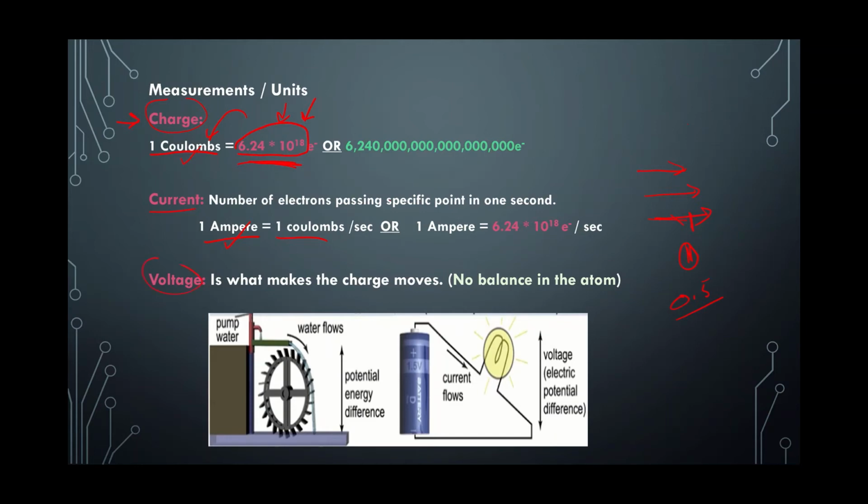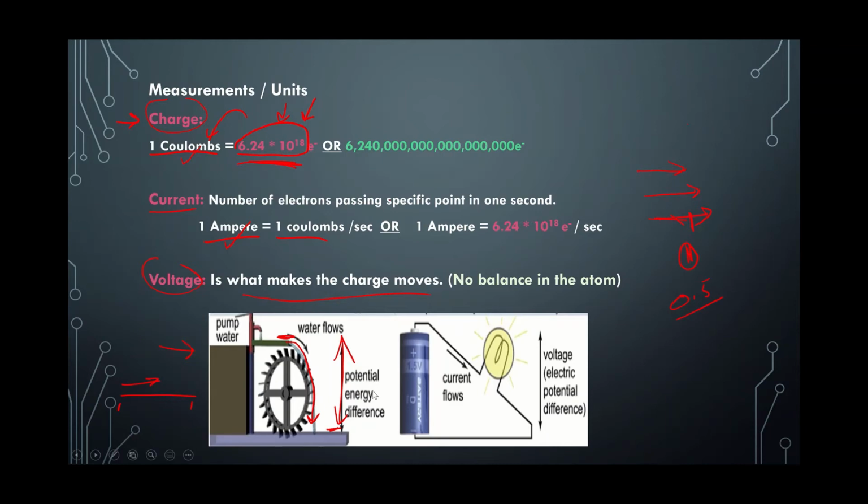Now, what is voltage? Voltage is what makes the charge move. If you look at this figure, you will find that by creating a potential difference between the ground and the upper part, the water will flow. If we have, for example, a flat surface, the water cannot move. Why? Because the potential difference between this point and this point is 0.